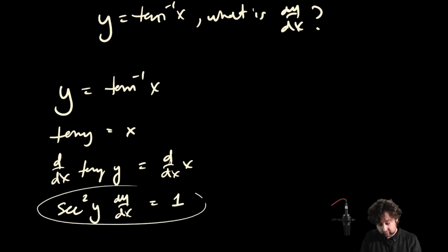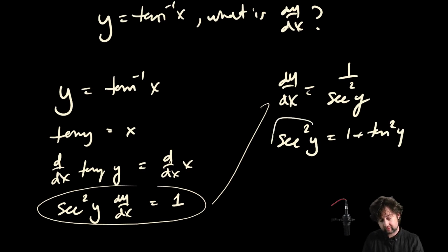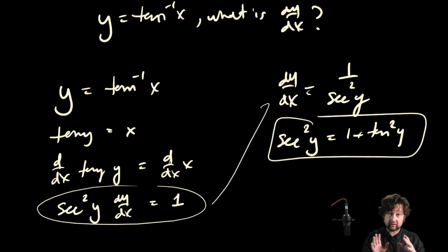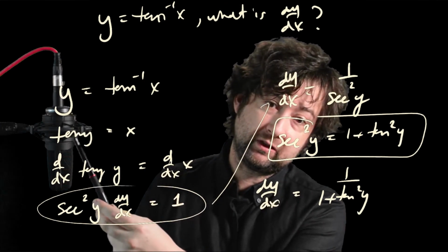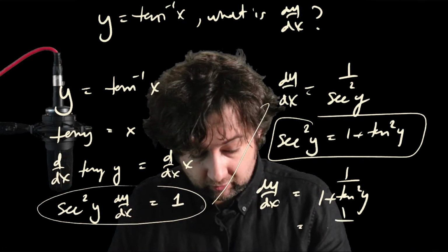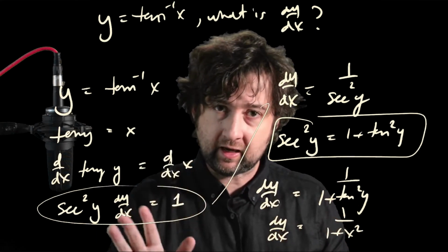So when we rearrange this expression, what we get is dy dx is equal to 1 over the secant squared of y. What is the secant squared? Well, secant squared of y is equal to 1 plus the tangent squared of y. So this is the Pythagorean identity that relates secant and tangent. And that means that dy dx must be equal to 1 over 1 plus the tangent squared of y. And now I can use the original defining equation because the tangent of y was equal to x. And so this is 1 over 1 plus x squared. So of all of the inverse trig functions, these two are the most important, the sine and the tangent.